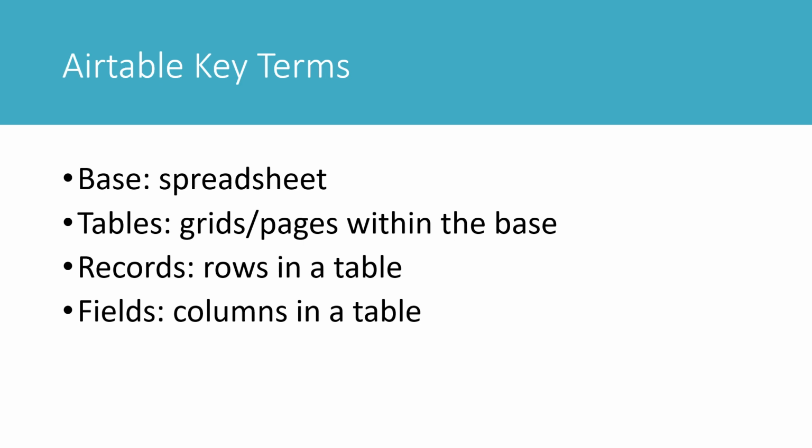Some key terms for you to know are that when you're working in Airtable, the main spreadsheet that you'll have is called a base. And within a base, you'll have tables. There are multiple grids or pages within the base, and these are all called tables. Within a table, you'll have records and fields. These are the same as rows and columns in a table.